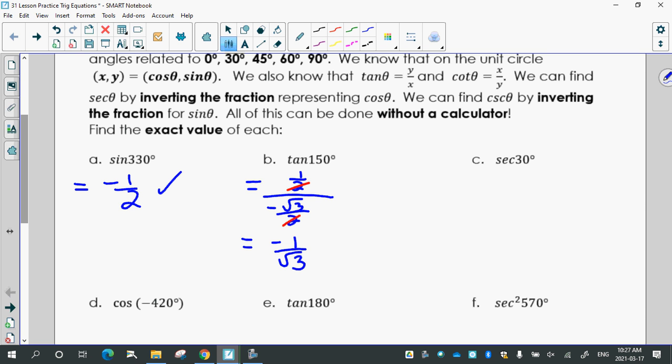Secant of 30, you know secant and cos are related, so you're going to look up cos, which is the x value of 30, just √3/2, and then you're going to flip it upside down, 2/√3.